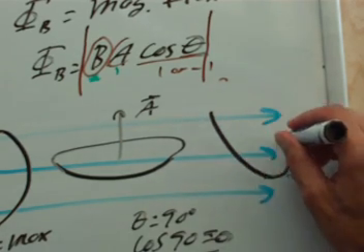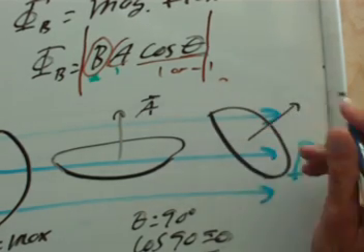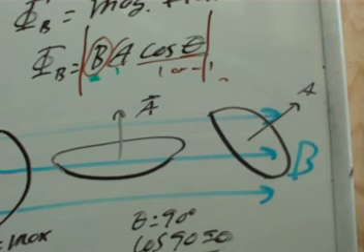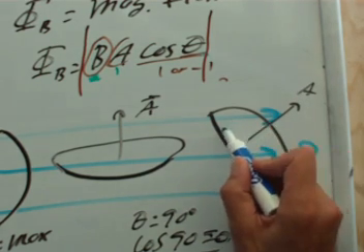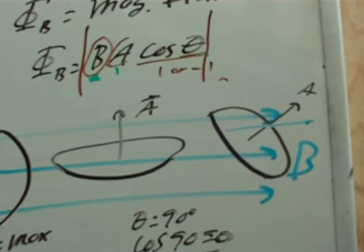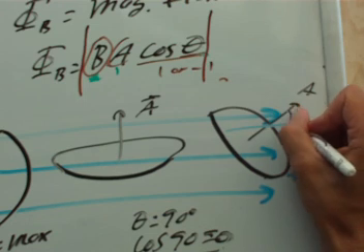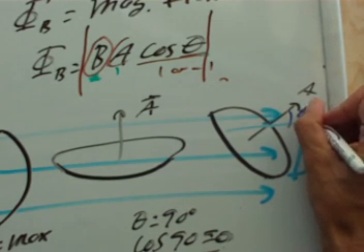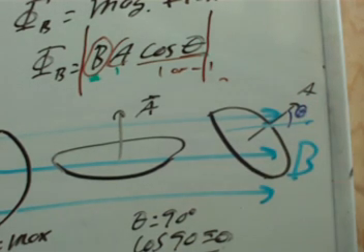If I put the loop so it looks like this, and the normal's up like that with my right hand normal, there's an area like that. So now what I have is the angle between the magnetic field and the area is something like this. So here's a magnetic field line, and I'll get an angle right in here. There's my theta, maybe something like 45 degrees.